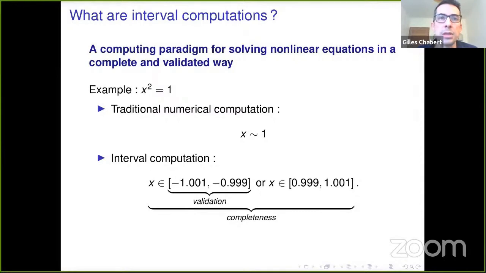So what interval computations do is they give you the two solutions. This is what we call completeness, and each solution is given in the form of an interval that rigorously encloses the actual solution, the real one. And this is what we call validation. So this example gives you the basic idea of what interval computations can allow to do.